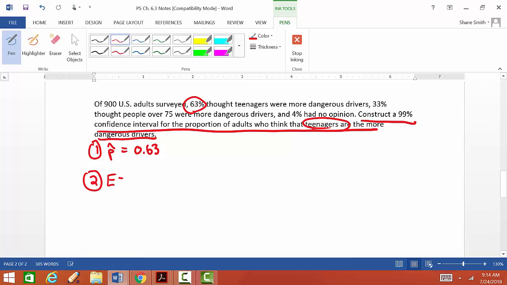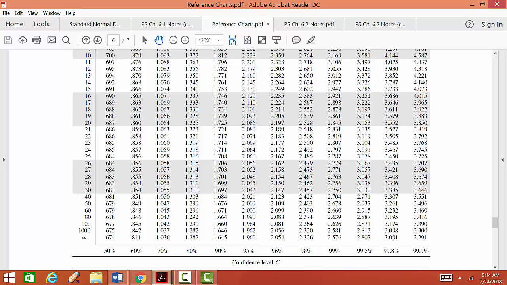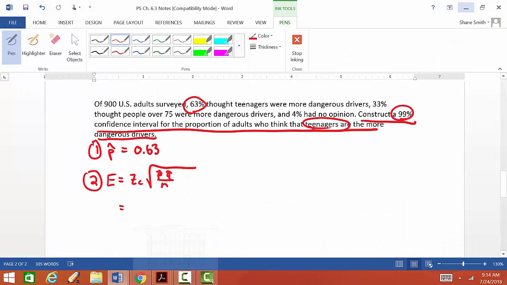All right, margin of error. Margin of error, z-score, square root, p hat, q hat over n. All right, so we're at 99% confidence, and I'm just going to use the shortcut for this one, because at 99% confidence, this one is actually more accurate on the t-distribution chart. So at 99% confidence, infinite number of degrees of freedom, because we are using a z-score, is 2.576. If you use the normal chart for this, you'll get 2.575. 2.576 is actually slightly more accurate. So I'm going to use 2.576.